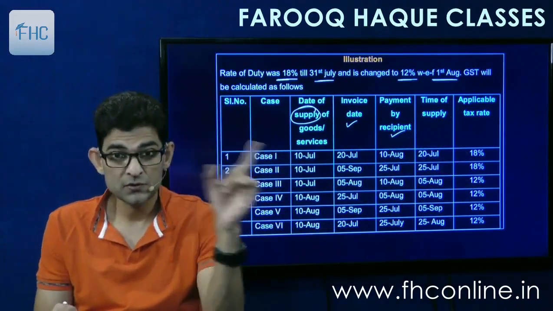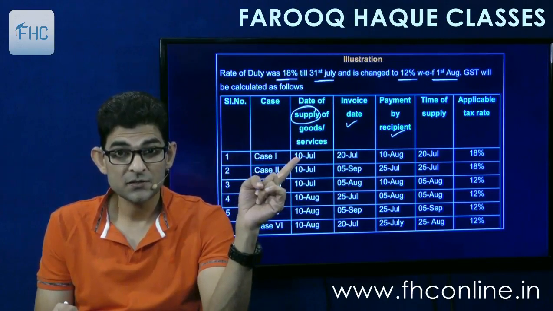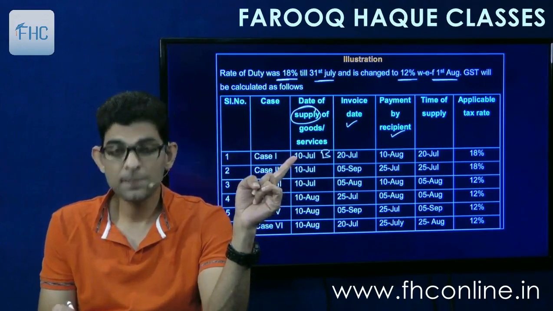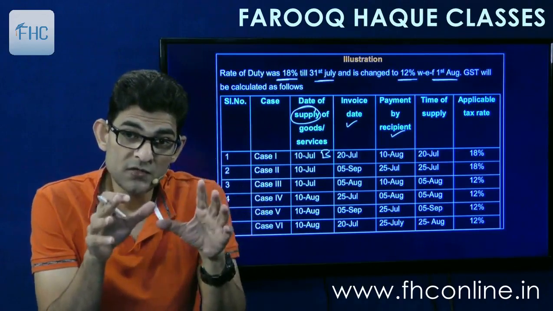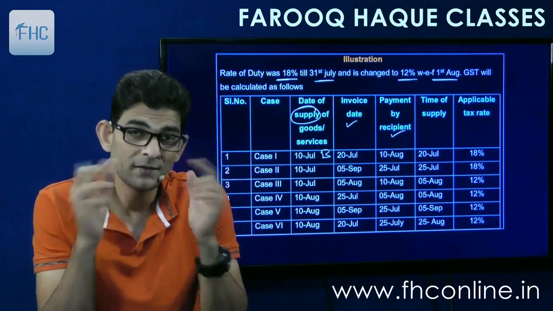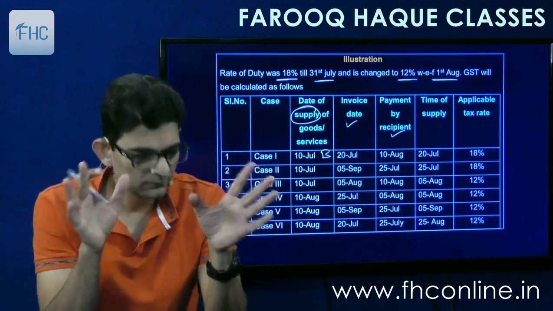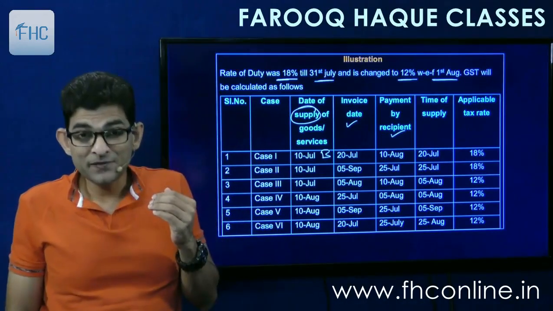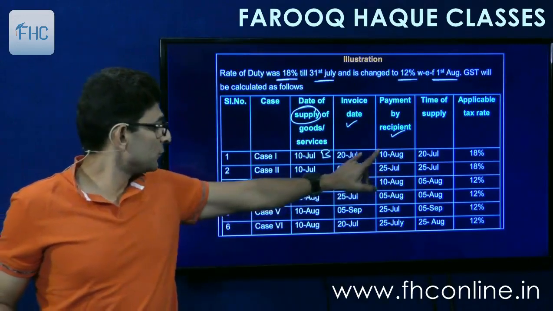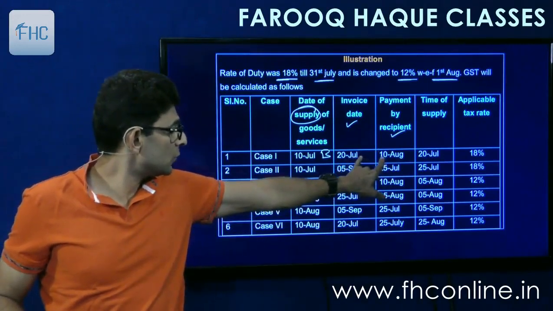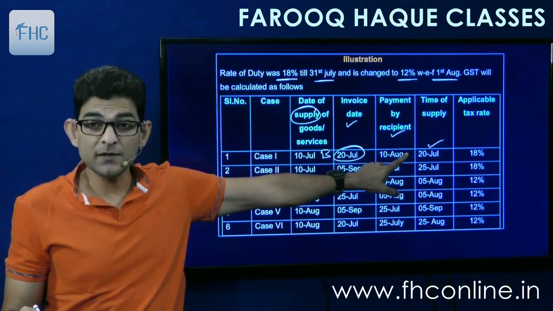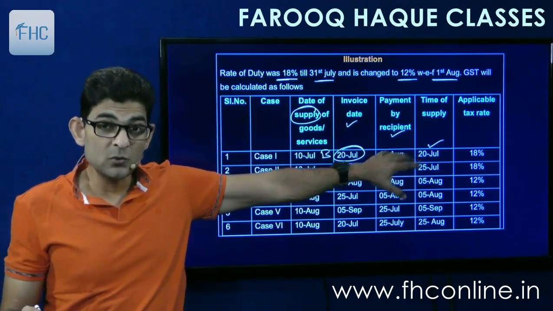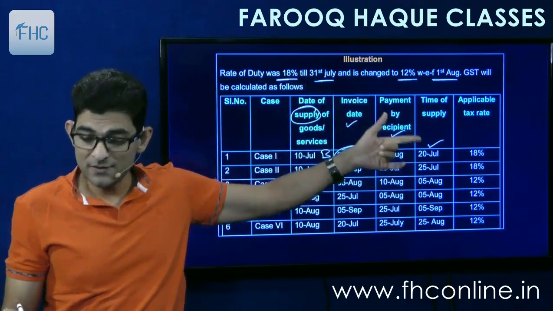Change is 1st August. So let's take first case. Supply 10 July. So is it before or after? Before. So write B. So if supply is before, then we'll apply the rule invoice or receipt, whichever is earlier. Simple rule. Whichever is earlier. So 20th July or 10th August, whichever is earlier, 20th July. So this becomes time of supply. If 20th July is the time of supply, then you will apply the old rate, that is 18%.